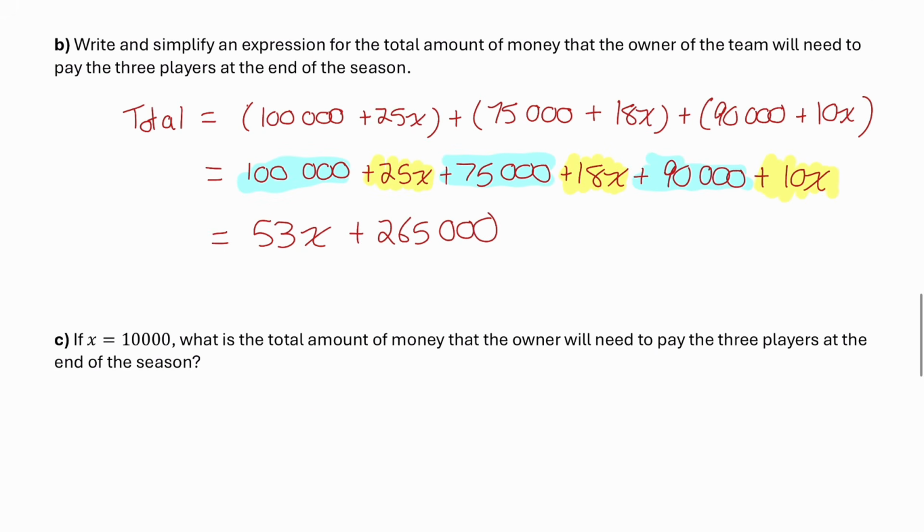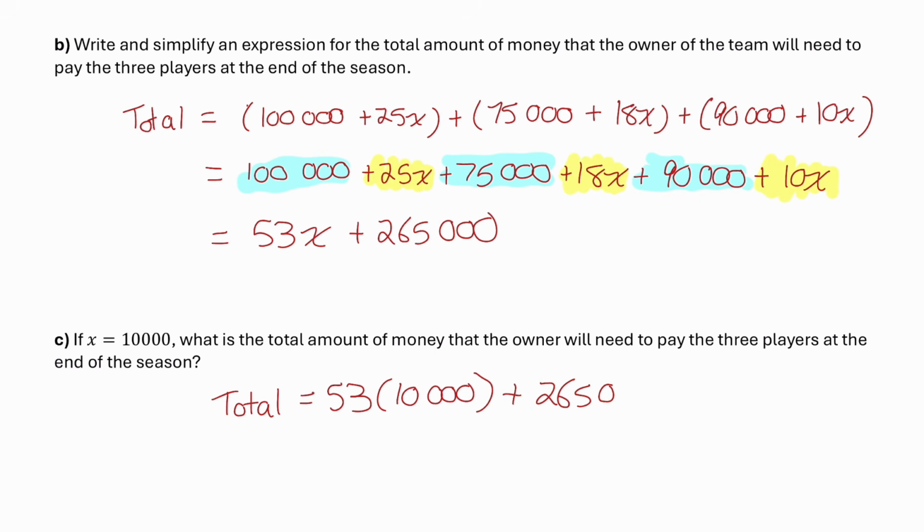So if X equals 10,000, meaning the owner is going to give $10,000 for each goal scored in the playoffs, let's calculate the total amount of money that the owner will need to pay to the 3 players at the end of the year. So we'll just sub in this 10,000 for X into our simplified expression for the total amount the owner will pay the players. So the total amount would equal 53, that's the number of goals they scored in the playoffs, times $10,000, which is how much the owner is going to pay per goal scored, plus the sum of their base salaries, which was $265,000.